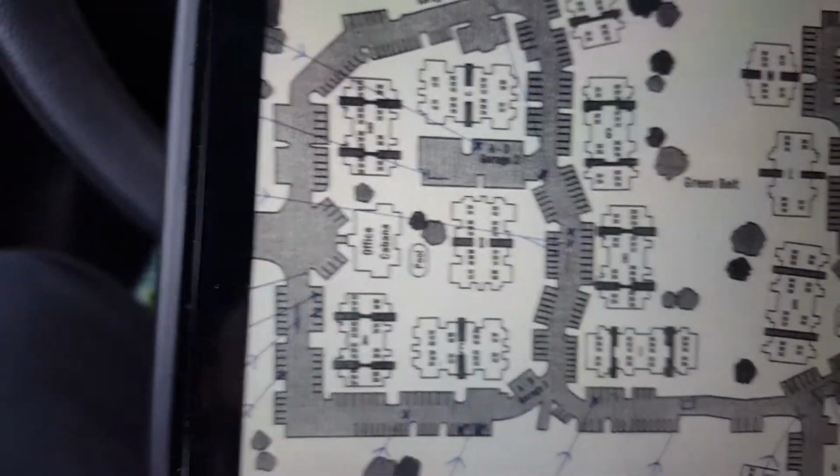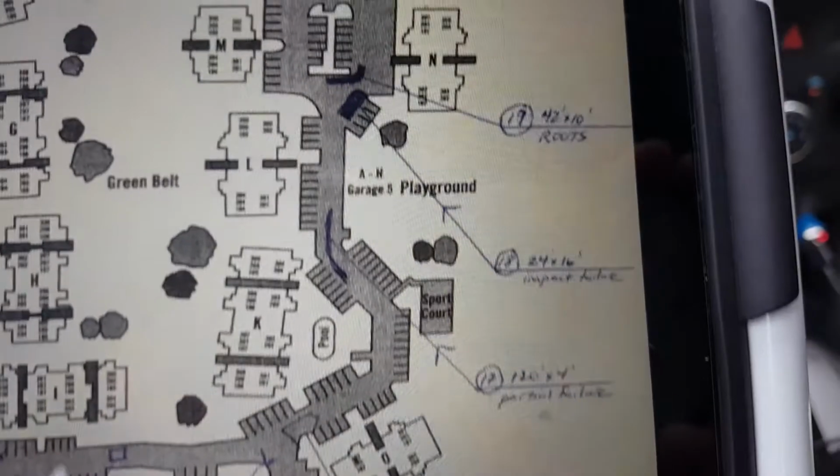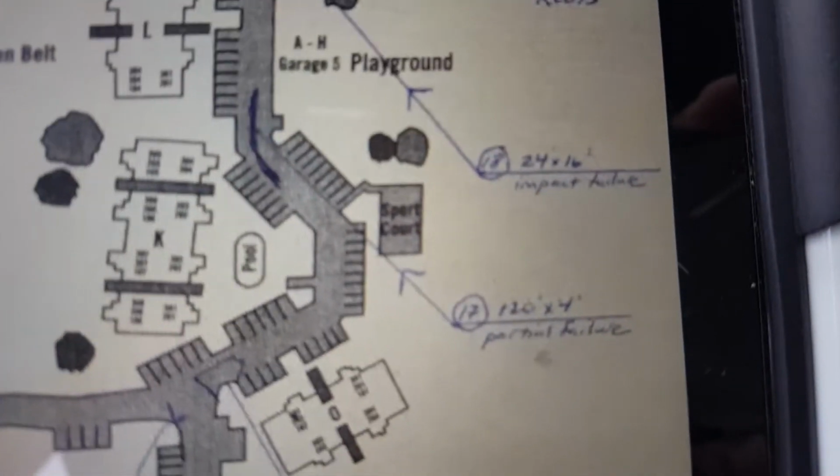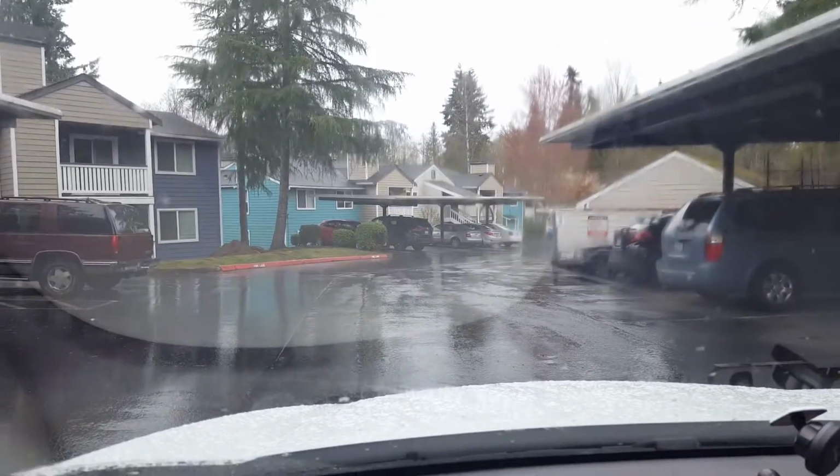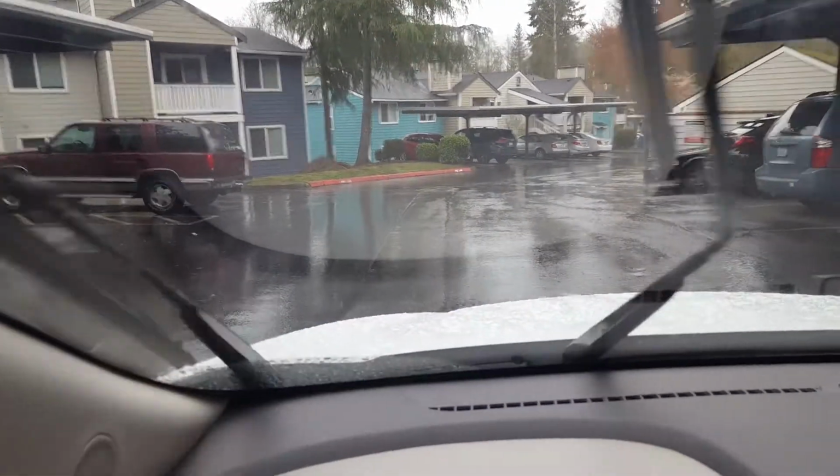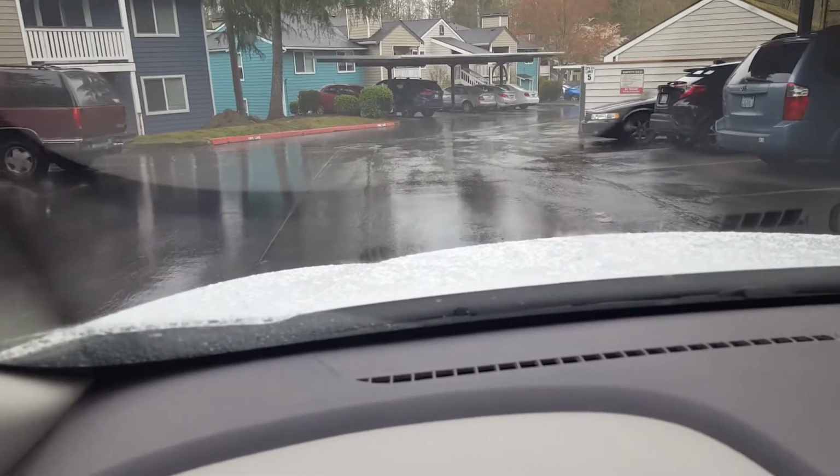But I'm at the back of the property. So there's the front of the property to the left. I drove all the way back to the back of the property to show you this 120 foot by 4 foot partial failure. That's right in this area right here. It was already patched once down here and goes around the corner.